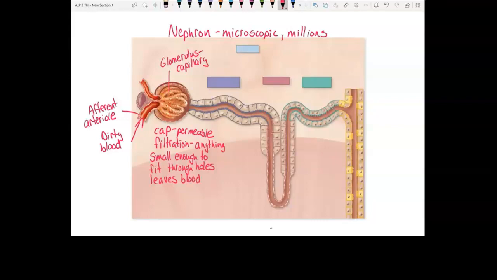Notice at this point, we're not necessarily sorting if it's a good molecule you want to keep or a waste you want to get rid of. We are sorting by size. So right here, you get all those small molecules. And this is called filtrate. So filtrate is the small molecules that leave the blood.